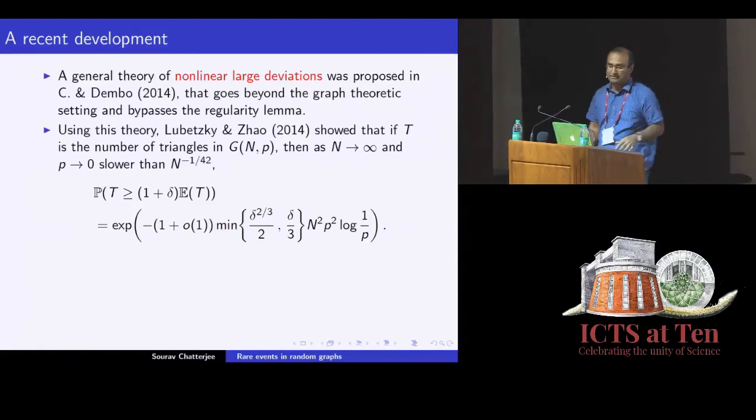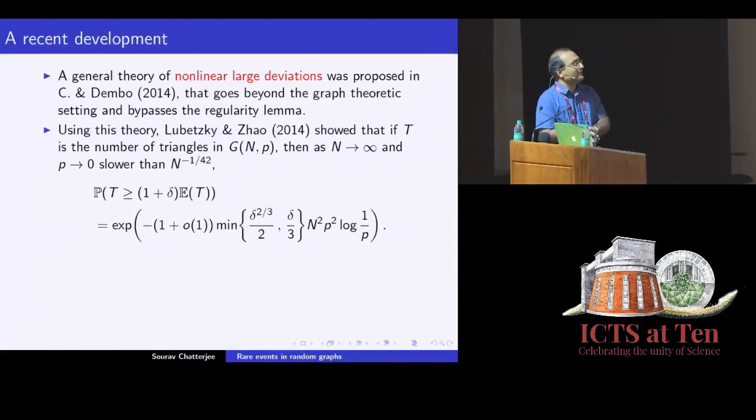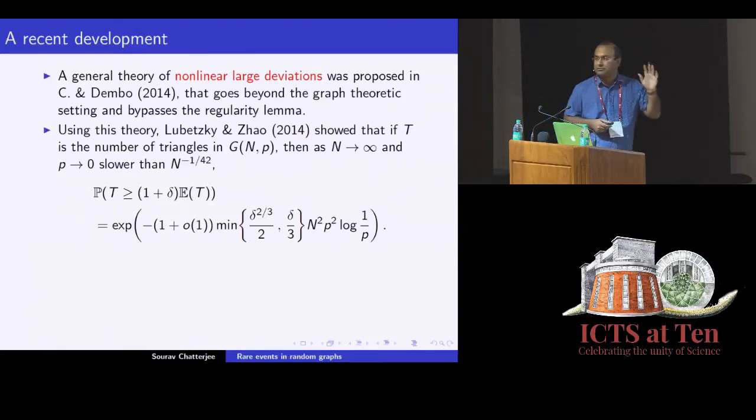Okay, so this is one formula that I would like to show here. If you consider the G(n,p) random graph, the Erdős–Rényi random graph with n vertices and edge probability p, and T is the number of triangles, and p is going to 0. Ideally we would like p going to 0 like n to the minus some small power, n to the minus half or something. But here we cannot get better than this right now: n to the minus 1 over 42. So slowly going to 0.